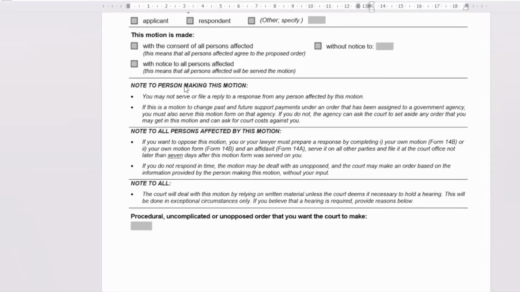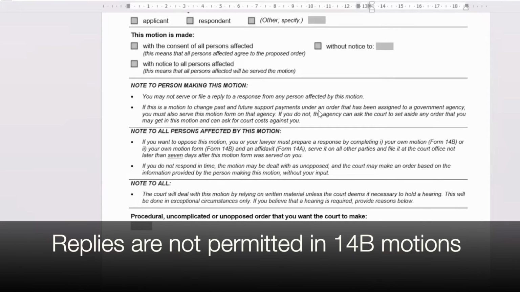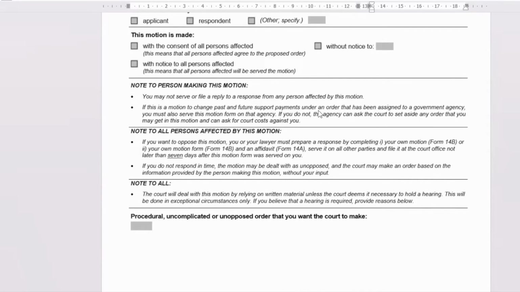Now it's very clear: notice to person making this motion, you may not serve or file a reply. Normally the process on a motion is you do the motion, and then the other side can do a response to motion. And if they say something in their affidavit that the moving party doesn't like, then the moving party gets to do a reply. So when you're doing a Form 14B, you don't get that third step.